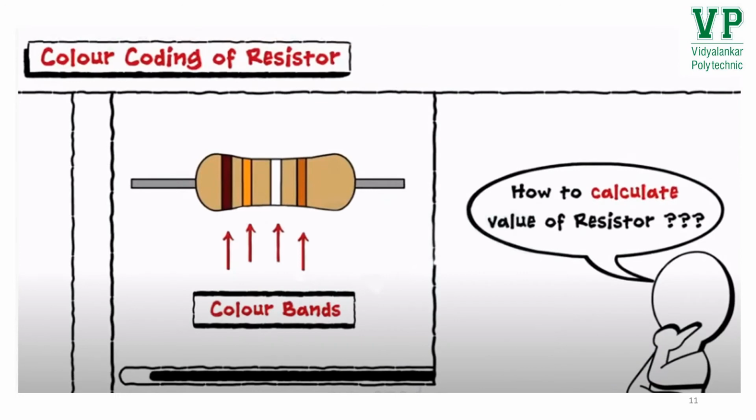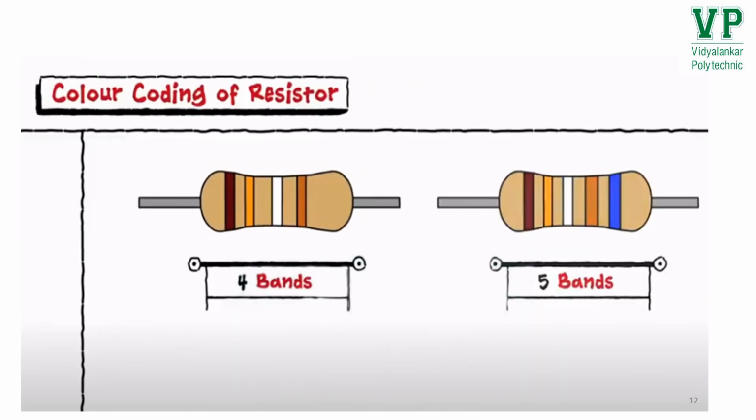Let's move forward to learn color coding of resistors. The component resistor has different color bands printed on it, which decide its value. Hence, it's important to learn how to calculate values from these color bands. There are two types of resistors, with 4 bands and with 5 bands. Every color band has its own significance and its own decimal value, which starts from 0 to 9, and it is obtained from the following table.